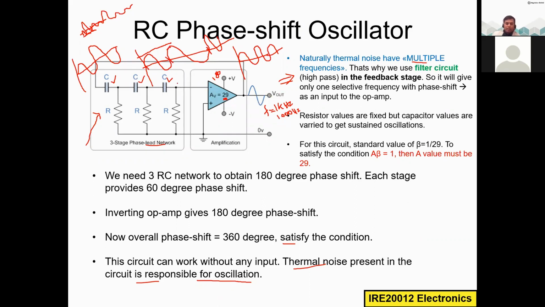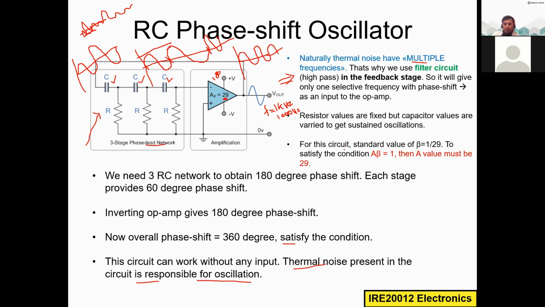So how can I adjust that? I can immediately change the capacitor values. Then I can change the frequency of the oscillation. That is the purpose of keeping the resistors at a standard value, because if you change them, it will affect the phase shift. So we are changing only the capacitor values in order to obtain the phase shift. At the same time, we are also adjusting the frequency of the oscillation. So as a user, we can decide what kind of frequency we want by adjusting these values.